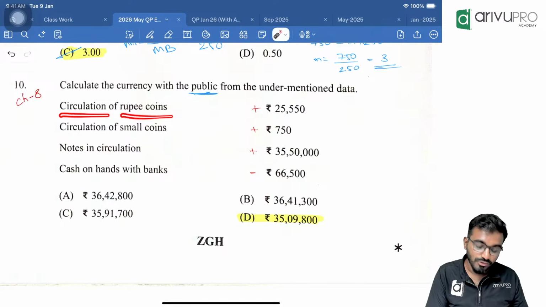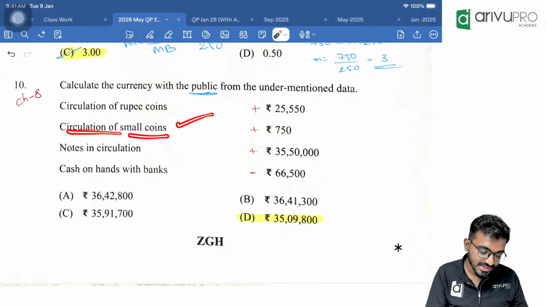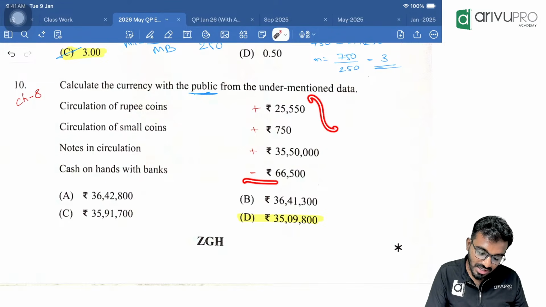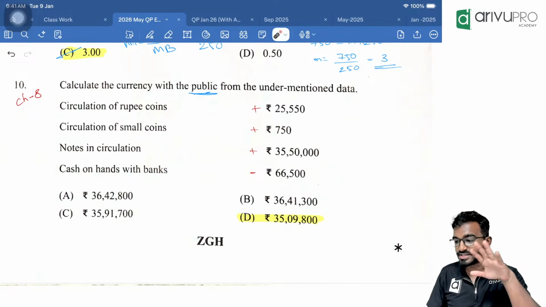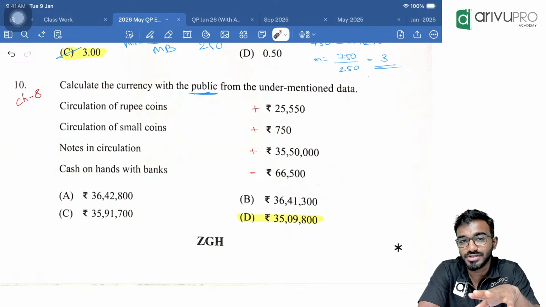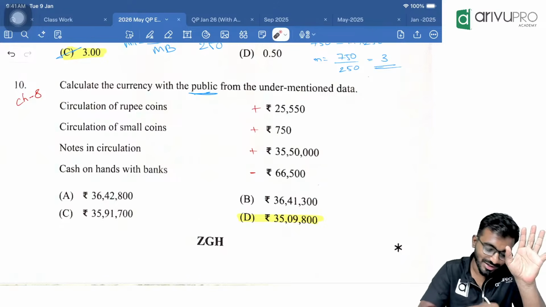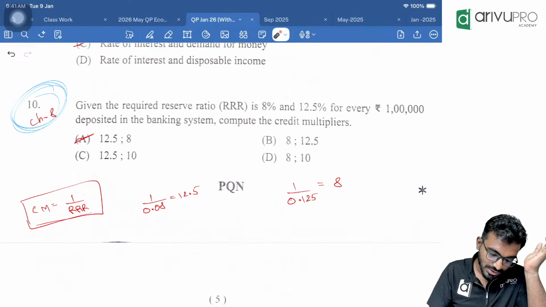Calculate currency with the public. See, rupee coins currency is added, small coins currency is added, notes in circulation are added, and cash on hand with the bank is subtracted. Add the first three, subtract the last one. Simple. To be frank, chapter 8 has some of the easiest numerical questions you will get. Okay, fine, we'll go back.